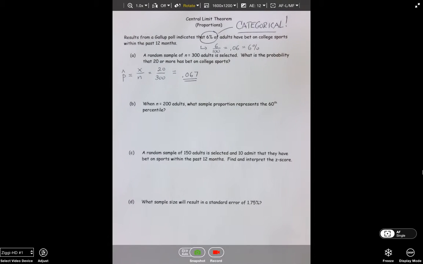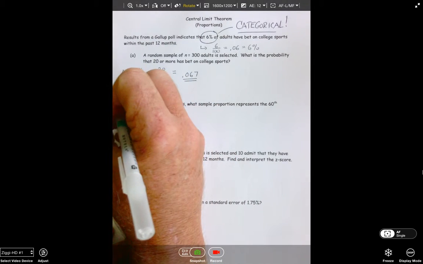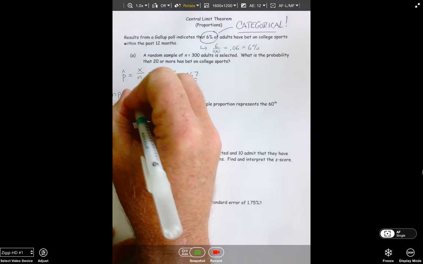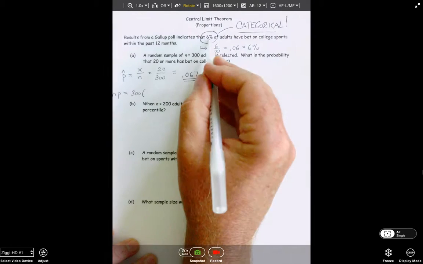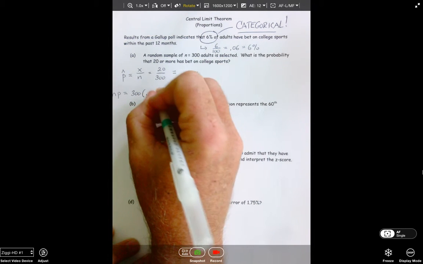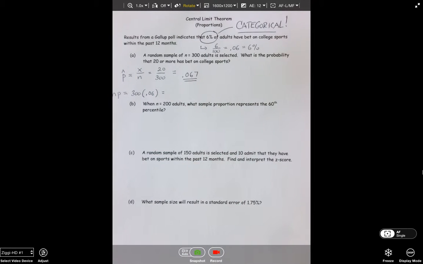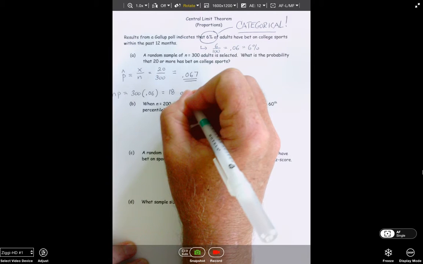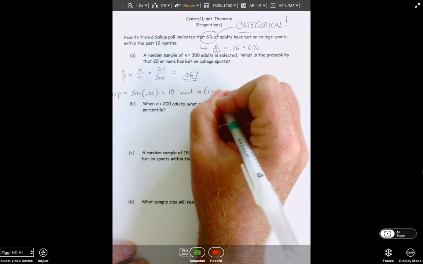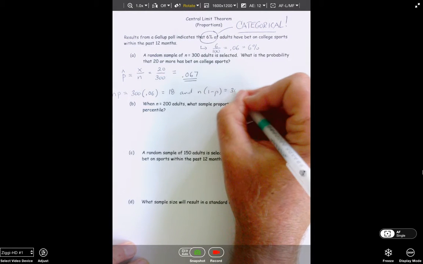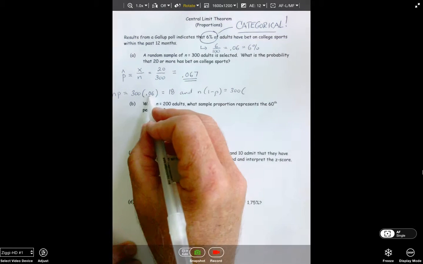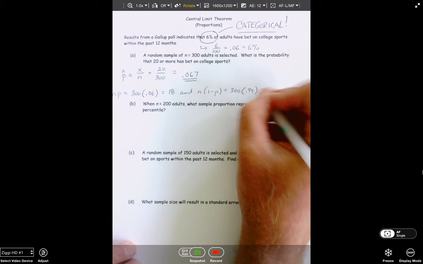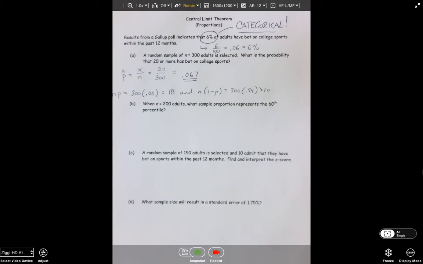Now, central limit theorem tells us that if n times p, n is 300, p is 0.06, so 300 times 0.06 is 18. And if n times 1 minus p, well, n is 300, and 1 minus 0.06 is 0.94, which I don't even need to look at. That's definitely bigger than 10.